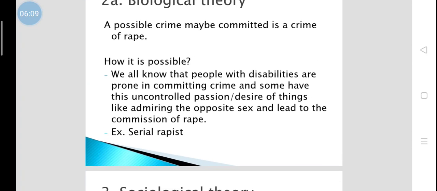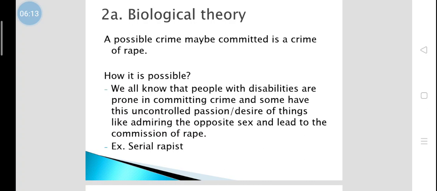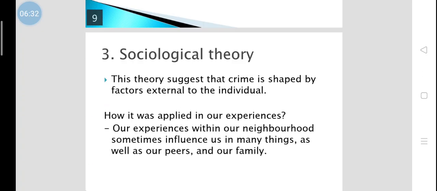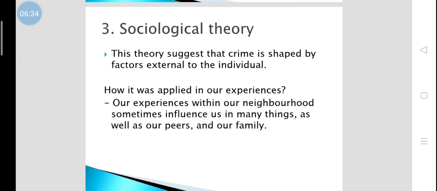Another possible crime that may be committed is rape. How is it possible? We all know that people with disabilities are prone to committing crime, and some have uncontrolled passion, desire for things like admiring the opposite sex, which leads to the commission of rape. An example is the serial rapist, right? And another one is sociological theory.